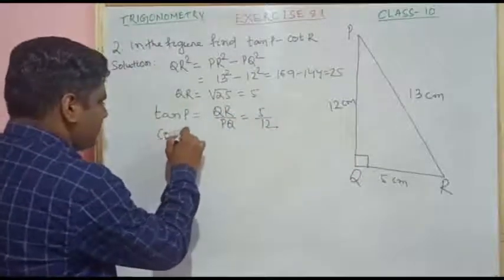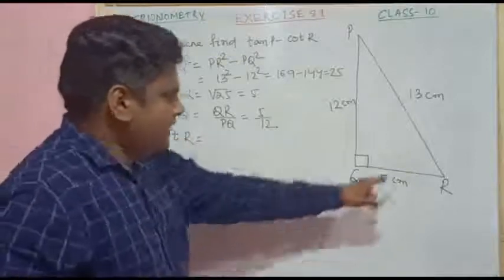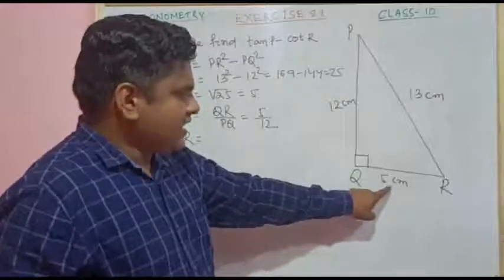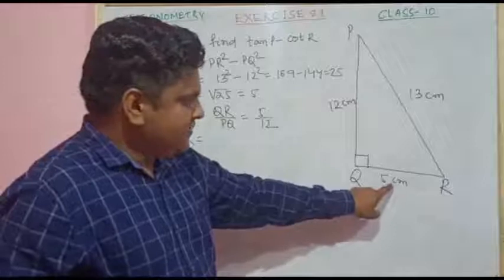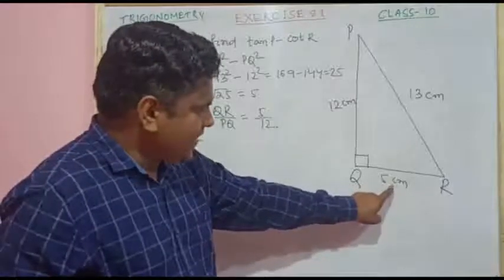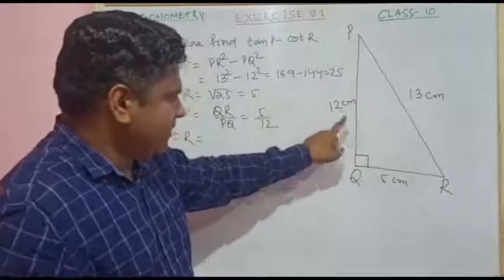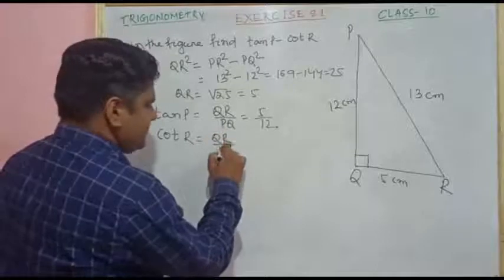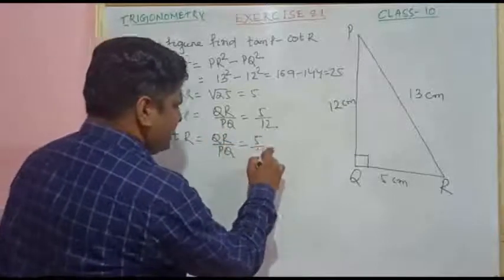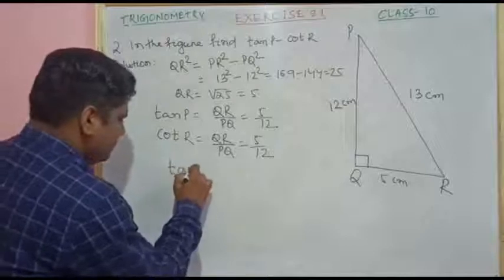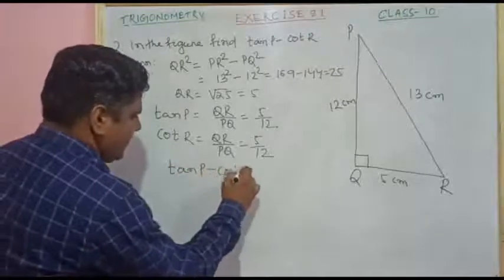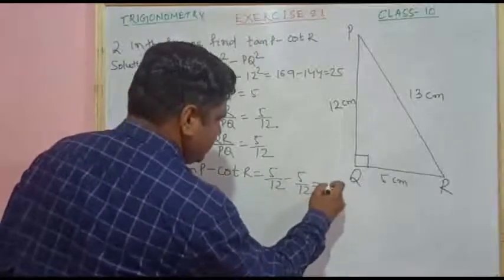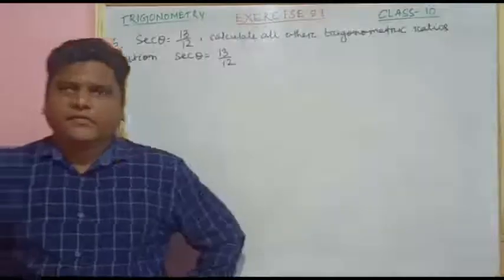And cot R, for angle R, this one will be perpendicular and this one will be base. Cot theta, we know that cot theta is base by perpendicular. So this 5 by 12, this is base, this is perpendicular. So it will be QR by PQ. It is 5 by 12. So tan P minus cot R is equal to 5 by 12 minus 5 by 12 is equal to 0. So we got the answer for number 2.